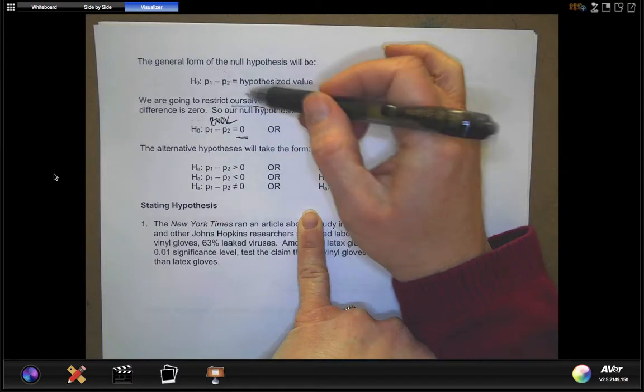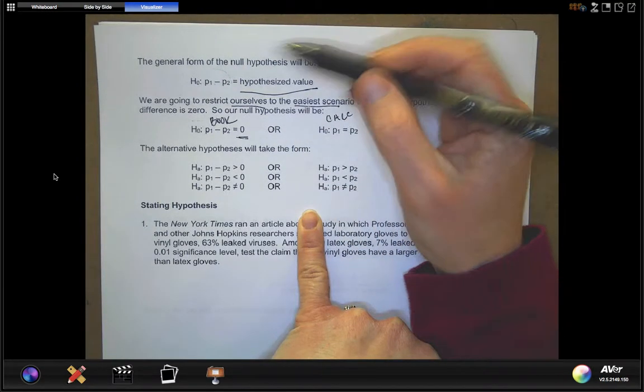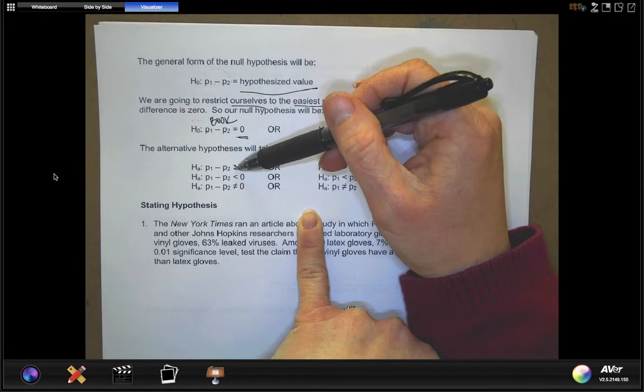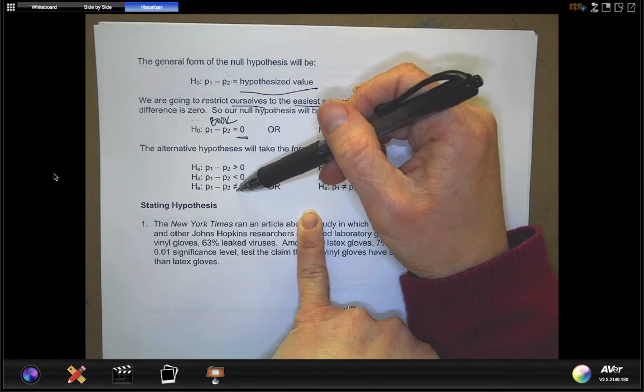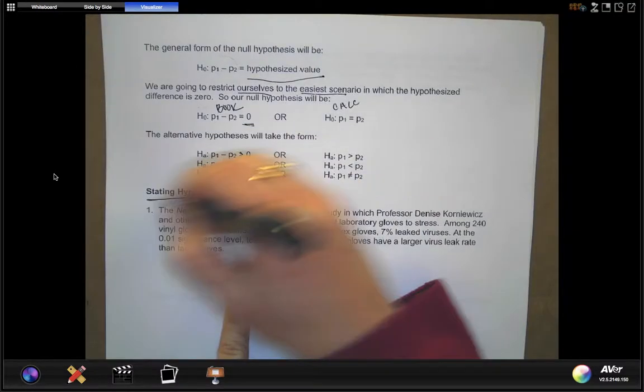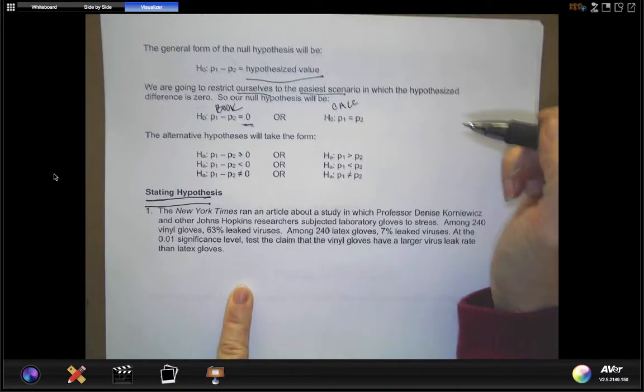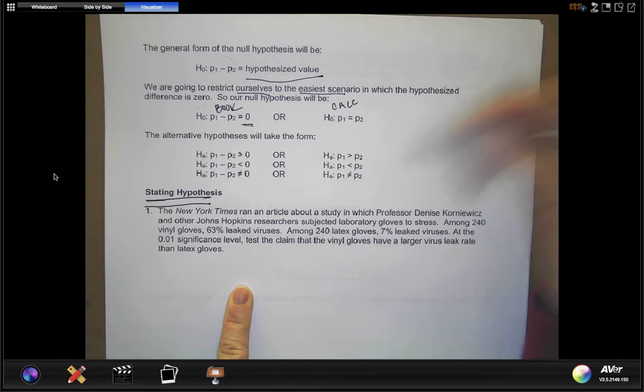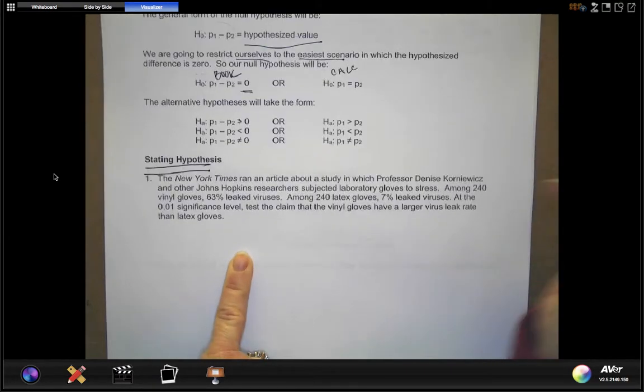Again, you don't have to have it equal to 0. That's just the easiest scenario. The alternative is that the difference is greater than, less than, or not equal to, or again, you could write them like this. So this one right here, we're not actually going to carry out the whole test. We're just going to write out the hypotheses.